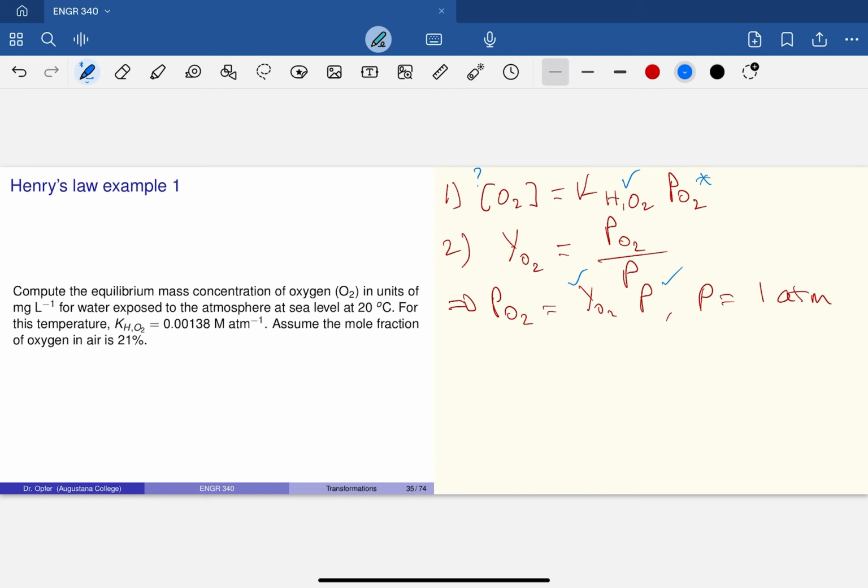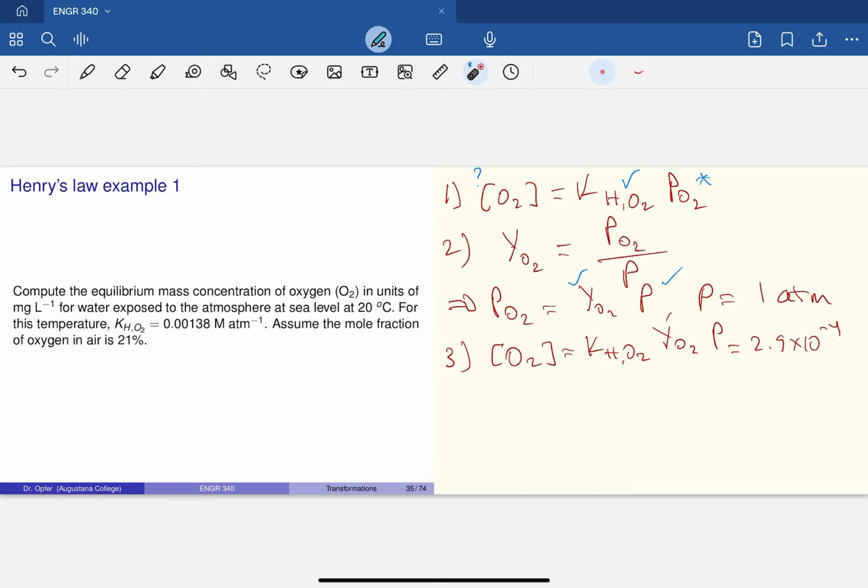And then for step 3, we can put this all together. So the aqueous concentration is going to be equal to Henry's constant times mole fraction of oxygen times the total air pressure. And if you plug in all these numbers, you should get a value of 2.9 times 10 to the minus 4.